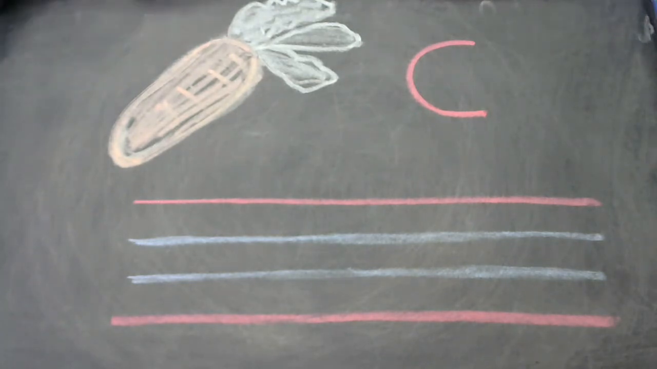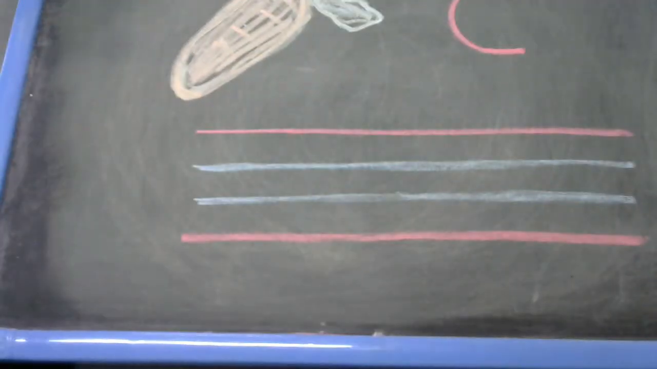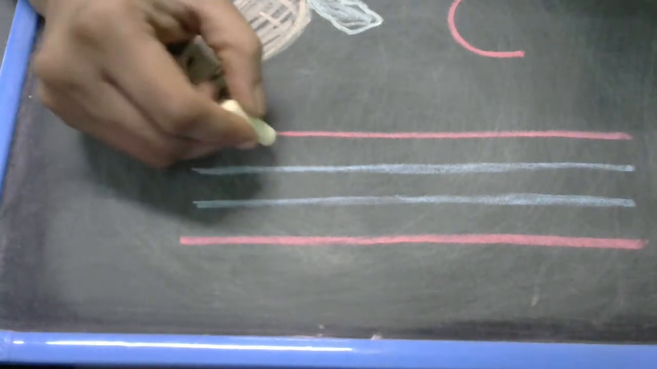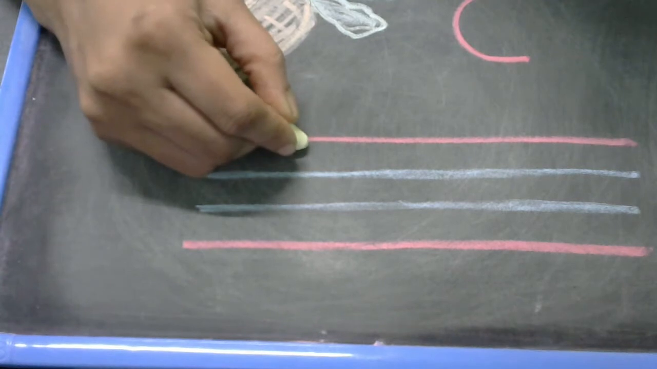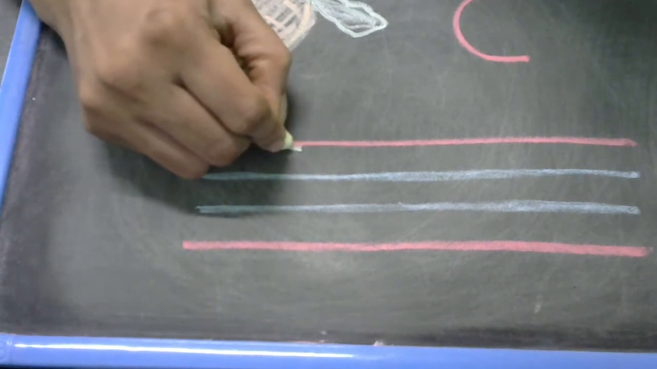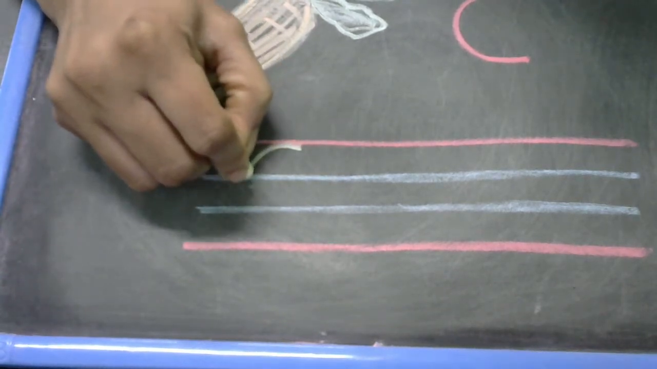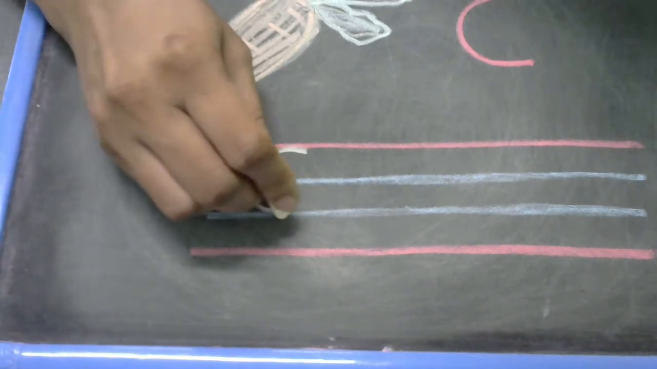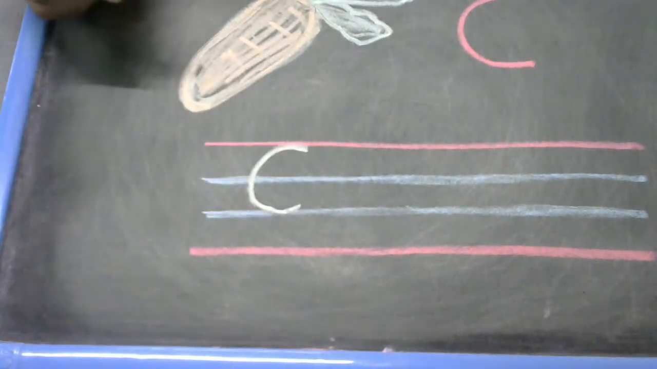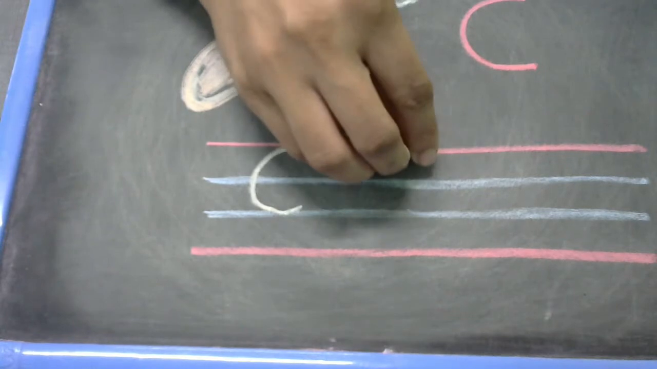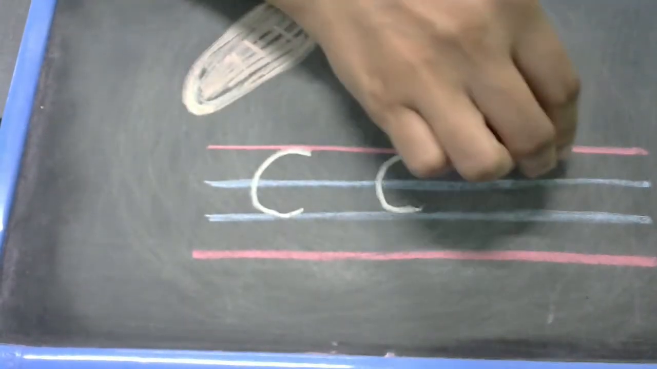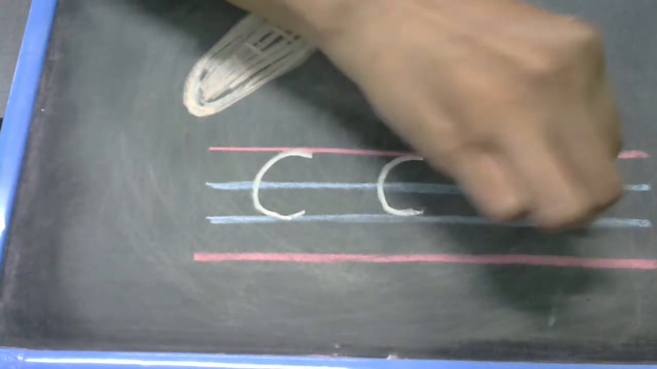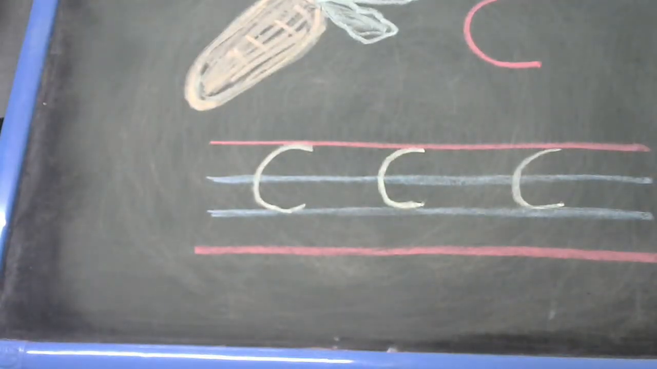So how will you write letter C? You have to write it in the 3 lines. How will you write? C from the pink line to the blue line, semicircle pattern. C. This is how we have to write C. Okay, so like this we have to write letter C.